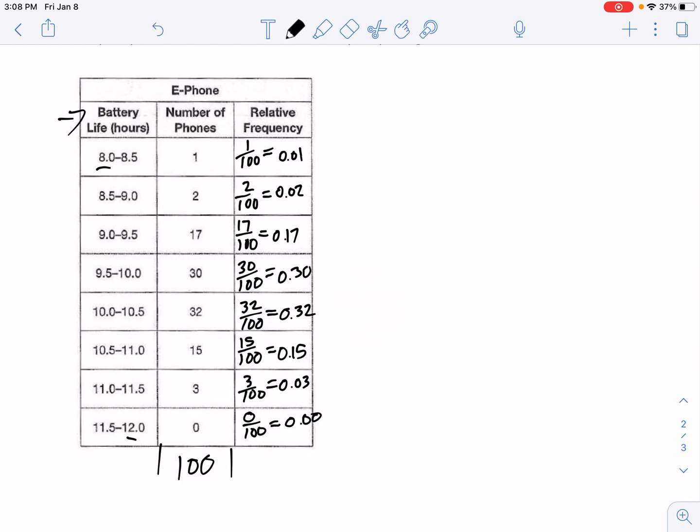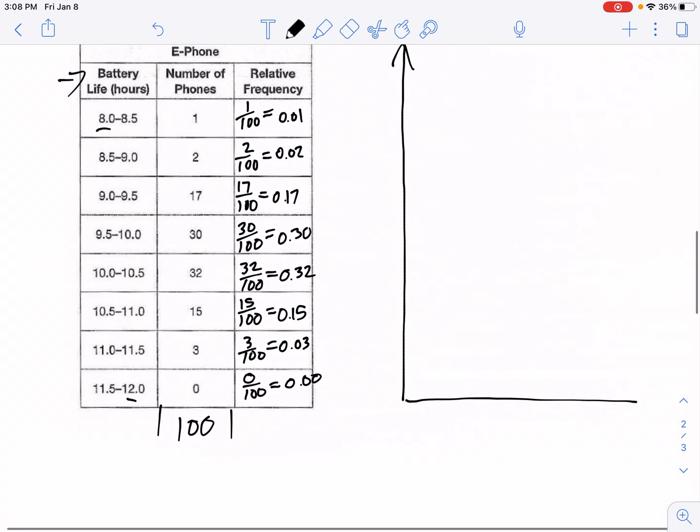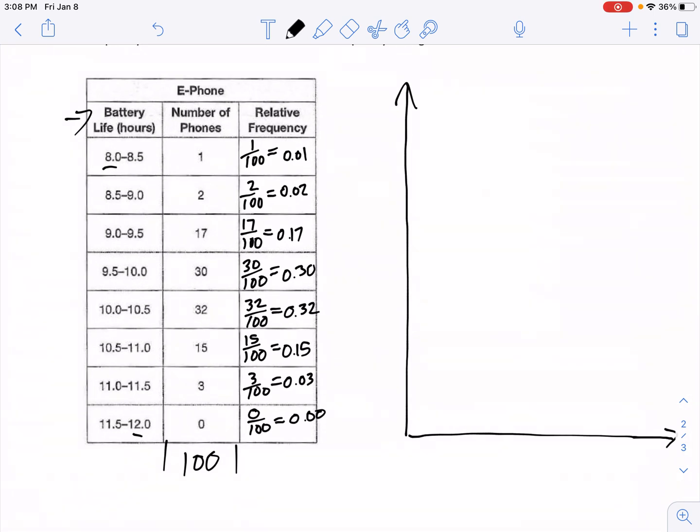Now, once we determine the relative frequency there, then what we want to create is a vertical axis. Let me try that a little bit straighter. A vertical axis and a horizontal axis, okay? And then from there, it's kind of like the idea of our coordinate plane.